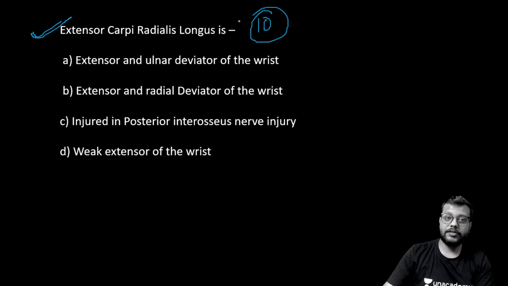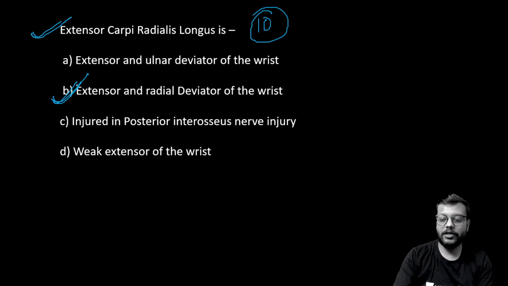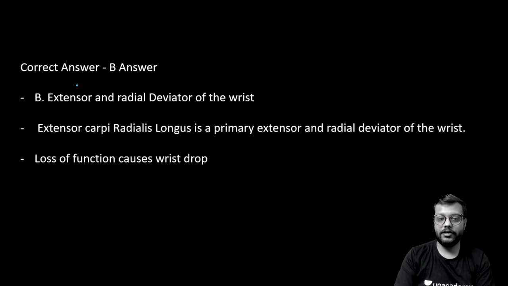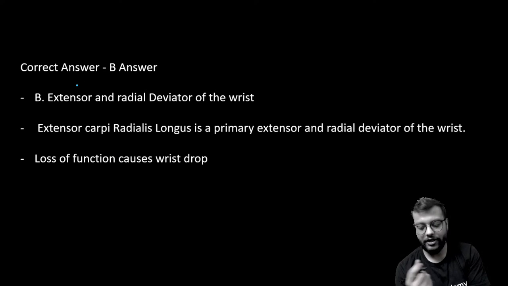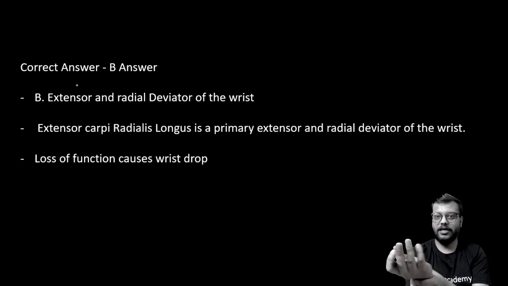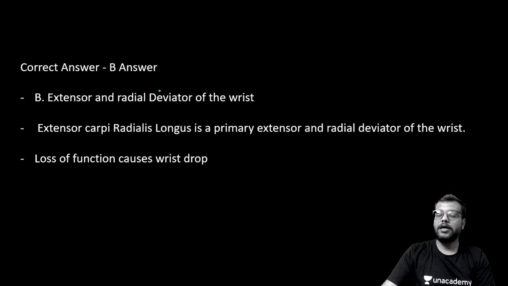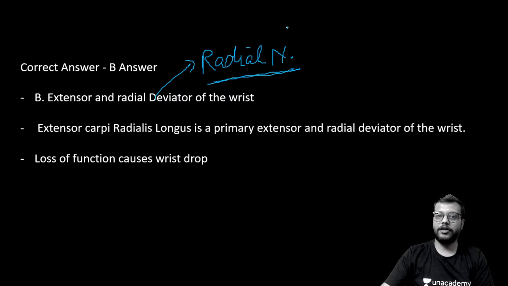So extensor carpi radialis longus is your extensor of the forearm with the radial deviator of the wrist, or it does the radial deviation of the wrist like this, an extensor, and it is supplied by which nerve? It is supplied by the radial nerve. The extensor compartment is served by the radial nerve.